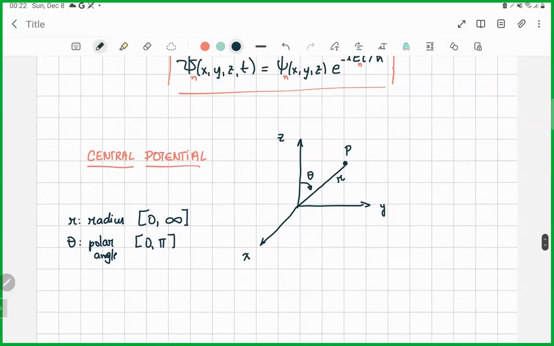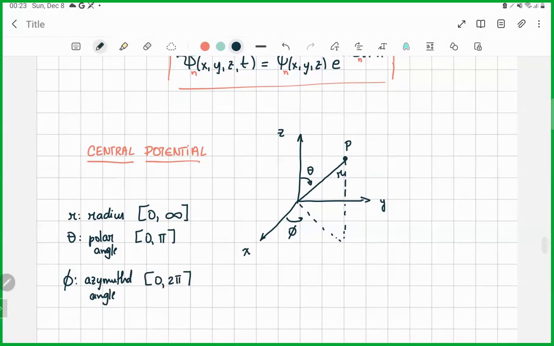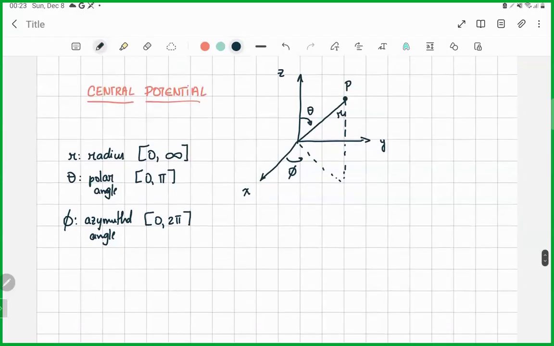And when we do the projection here in this XY plane, we also identify this angle phi. And this angle phi is the azimuthal angle, and it goes from 0 to 2 pi. Very good. So these are the spherical coordinates, and why are they more useful? Because of what we said, the potential.